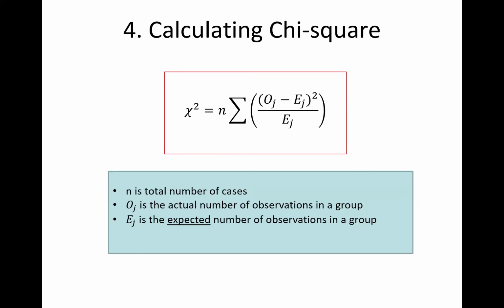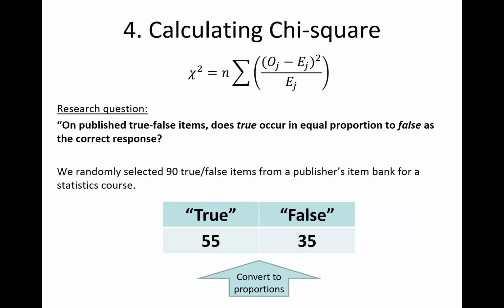So let's look at our example. We have these published true false items, and we have 90 items, 55 plus 35. And we want to find out whether they fit our expectations. First thing we're going to do is convert those to proportions. You don't have to convert them to proportions, but at some point, it's much simpler to work with. So that's what we're going to do. It's certainly easier for hand calculations.